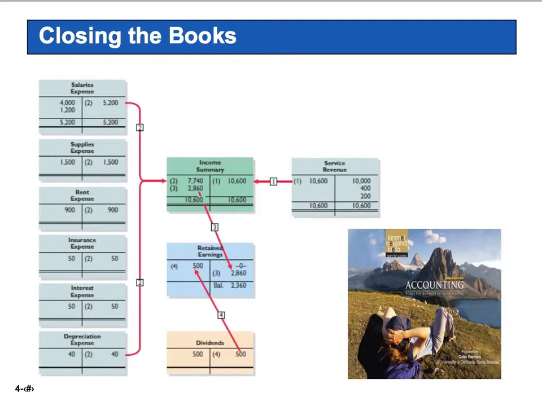So again, this is a visual of how the ledgers were changed. So the salary expense account would have been zeroed, supplies expense, rent, and so on, all transferred, 7,740 to income summary. The revenue would be transferred to income summary, then income summary is closed to retained earnings, and then dividends are closed to retained earnings.